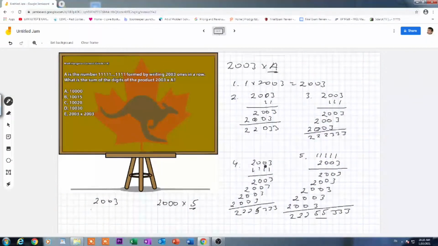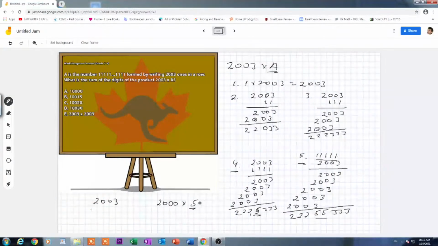Why? Because we just showed in steps 4 and 5, right? So when we multiply by a number formed with 4 ones, we get 1 five. When we multiply by a 5-digit number formed by 5 ones, we get 2 fives, right? So 3 less. So if we're going to multiply by 2003, the number formed with 2003 ones, we're going to have 2000 fives in the middle, right?